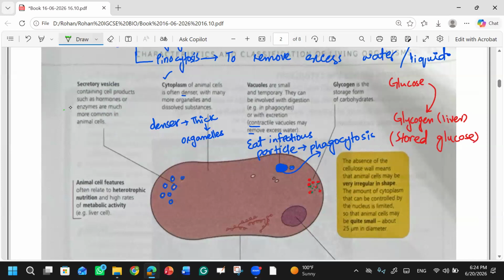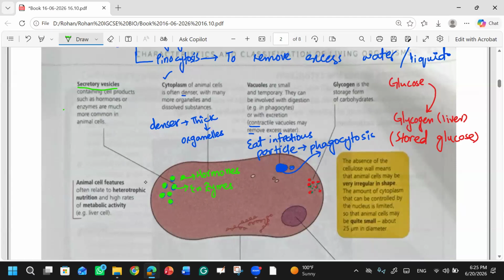Then you have secretory vesicles. For example, they have mentioned this one. These are secretory vesicles. What is their function? They contain cell products such as hormones and enzymes that are very common in animal cells. The hormones cannot be released directly in the cell. They are present within these vesicles, so these vesicles have hormones as well as enzymes. Clear?